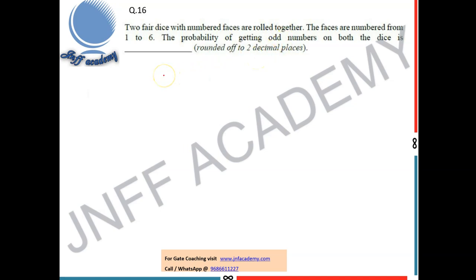So here two dice are rolled together. So what is the total outcome? The sample space equals 1,1; 1,2; up to 1,6. Similarly we can write 2,1 to 2,6, and finally 6,1 to 6,6. So the total outcome, that is the number of sample space, equals 36. What is the event? The probability of getting odd numbers on both the dice.